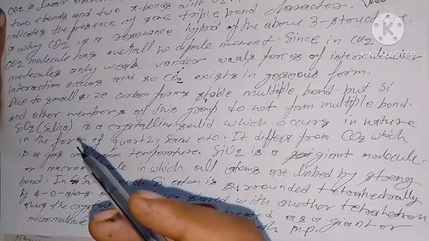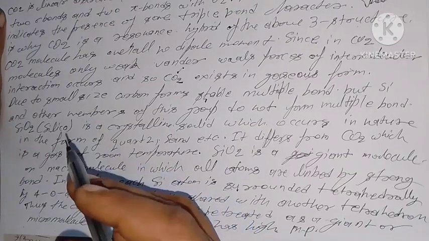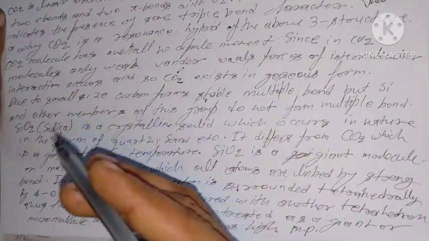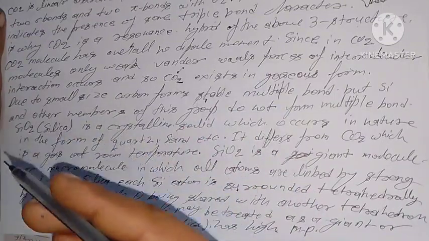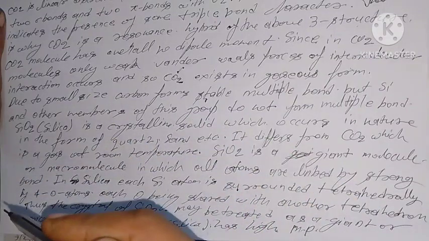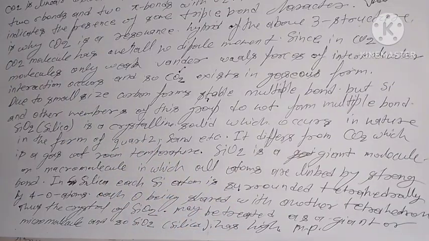The dioxides of tin and lead are soluble in acids. Carbon dioxide is a gas at normal temperature. It is soluble in water.